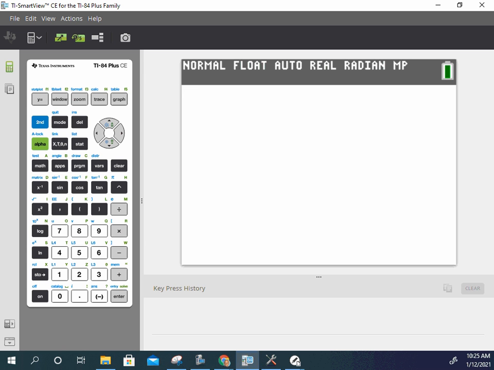Again, if you don't have a graphing calculator, A, get one, or B, download one to your Chromebook using the link that I provided for you. I'll make sure to provide that link again if you need it. But you do need a graphing calculator. Make your life a little bit easier.